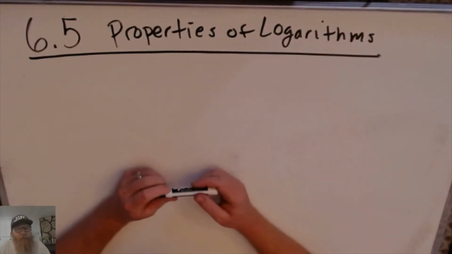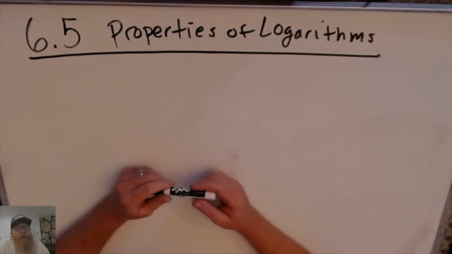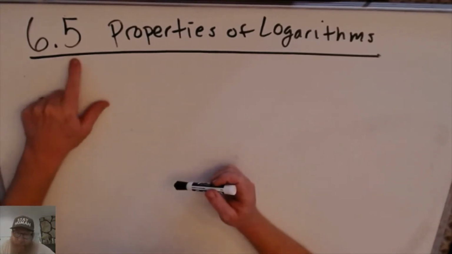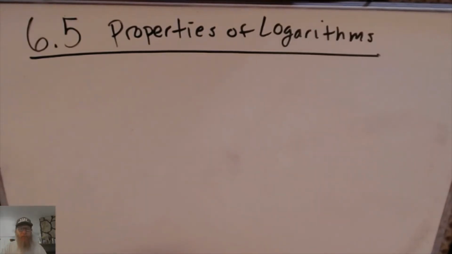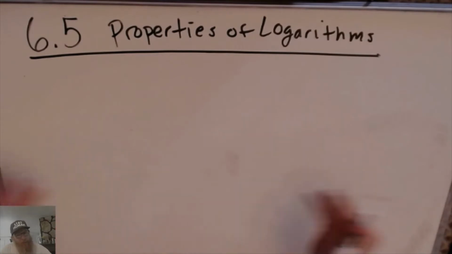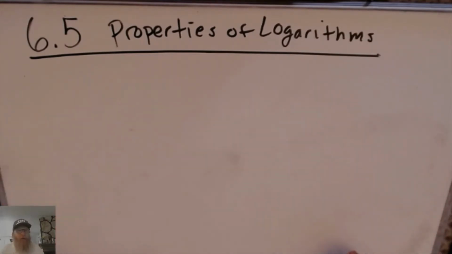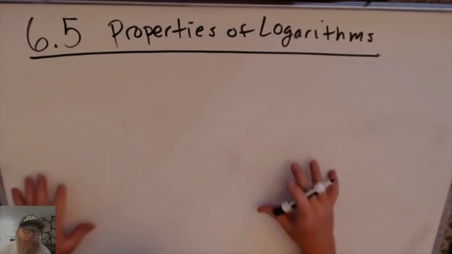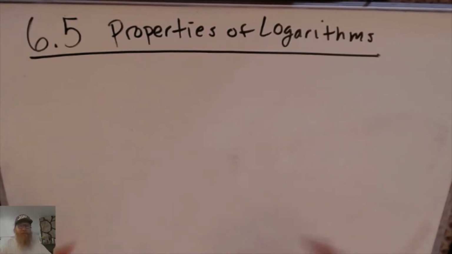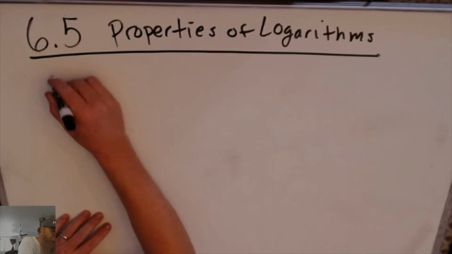Hey, it's Dr. J. 6.5 today, the properties of logarithms. We're getting close to the end of the chapter, and we're going to start using these properties to expand and to compress equations and expressions involving logarithms and eventually solve some equations. But today we're just going to exercise a few properties. I'll go through them one at a time with examples.